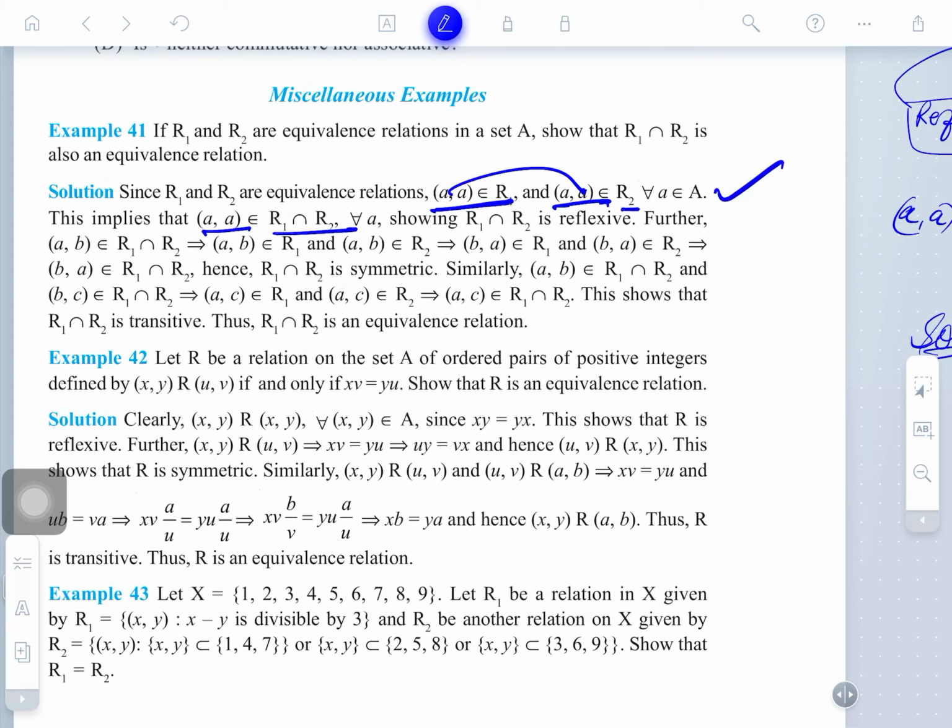Again, (a, b) belongs to R1 and (a, b) belongs to R2. Is it possible that (a, b) belongs to R1 intersection R2? Obviously, it will be. Similarly you need to prove the rest. Is that clear? However, if you can't solve this question, then please write to me. I will tell you the solution.